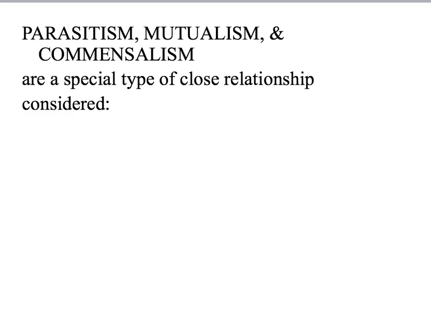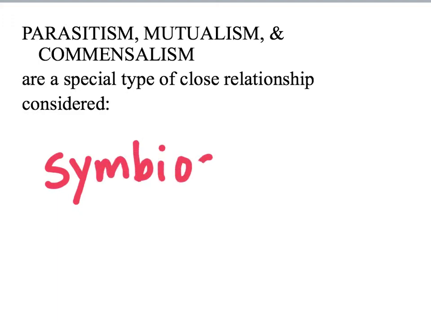These all fit into a special category of close relationship. When the organisms live right next to each other, or in some cases right on top of each other, that is called something that maybe you've heard before. It's called symbiosis. Okay, and let's look at the root words of this. Bio is living. Sim means together.